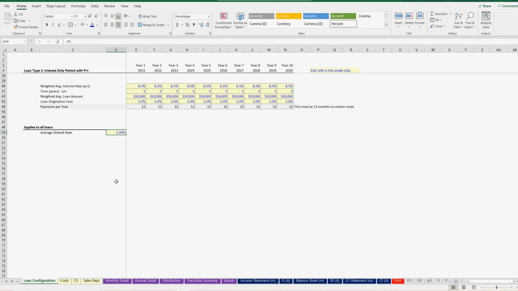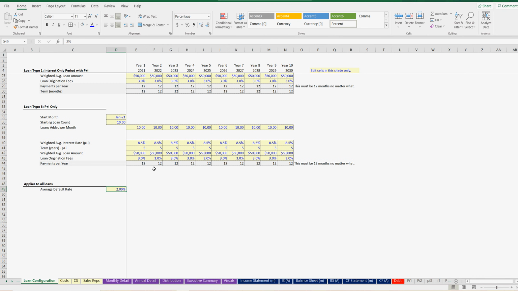Here's the default rate, which applies to any principal repayment, and this acts as essentially an expense because it's likely you're not going to have 100% repayment. Some people won't, so there's some amount of principal that's not collected, and that's accounted for here in this percentage that applies to all the loan types.